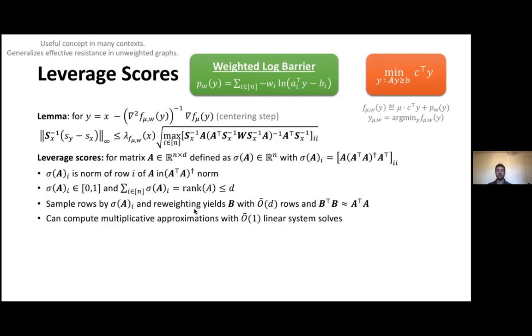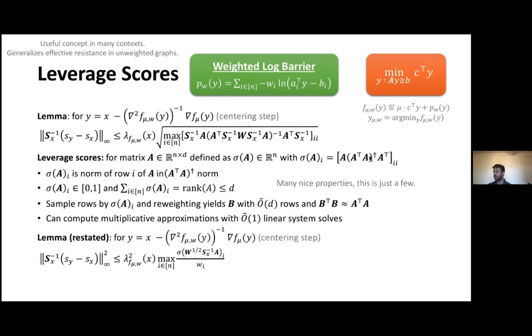All right, but the point is, if we want to compute leverage scores exactly, this might take a number of linear system solves, but if we just want multiplicative estimates, this only takes a polylogarithmic number of linear system solves. Okay, and again, there are many nice properties. Daniel mentioned another. These are just a few that we'll use or that are good to think about today.